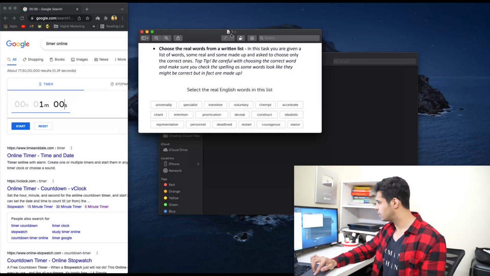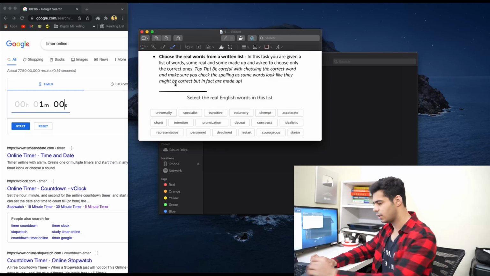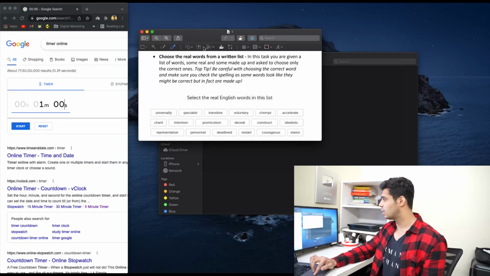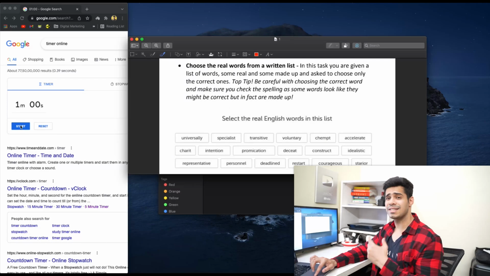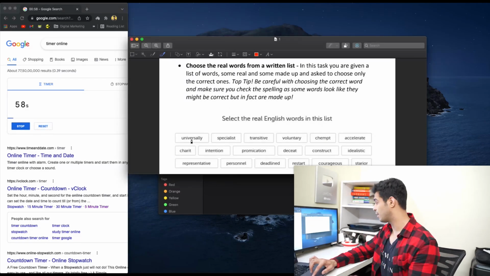Now, I should be able to edit this at least, I think. So I'll just use a tool over here. I think this one, right? Okay, good enough. So what I'm going to try to do is underline all the words that are actually words. Let me actually use a different color. Okay, all right guys, starting the timer now, and let's go. Again, only 1 minute. We're going to have to be quick.